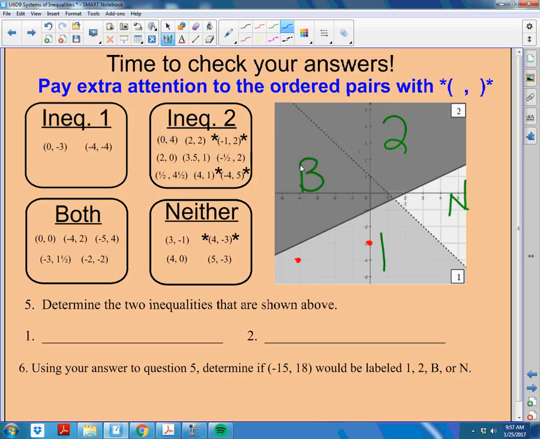For inequality 2, I have (0, 4), which is here. I have (2, 2), which is here. Now, I put a star around this one because it's at (-1, 2). Why do you think I put stars around that? Joey?